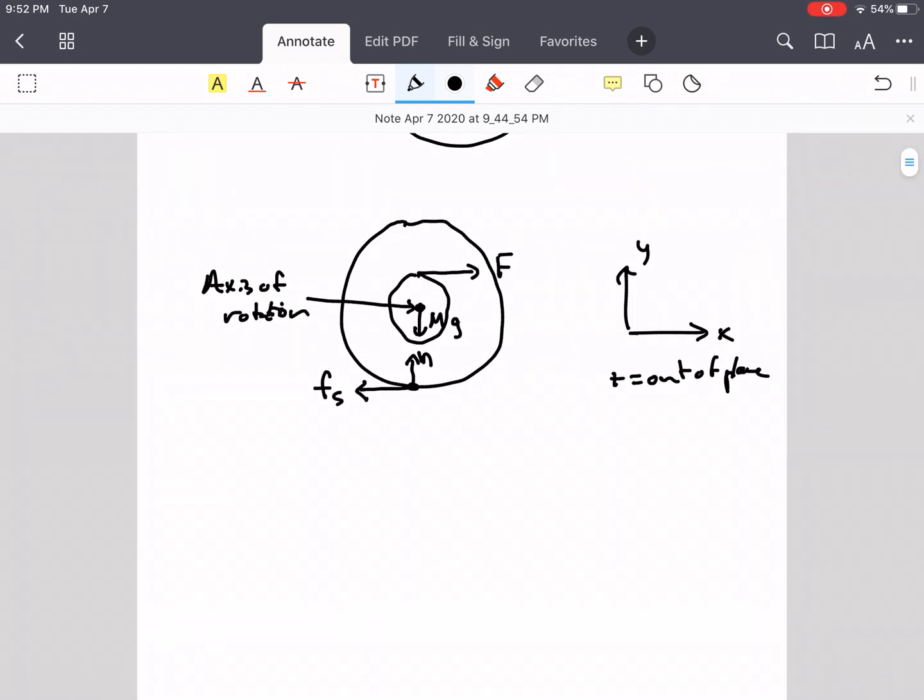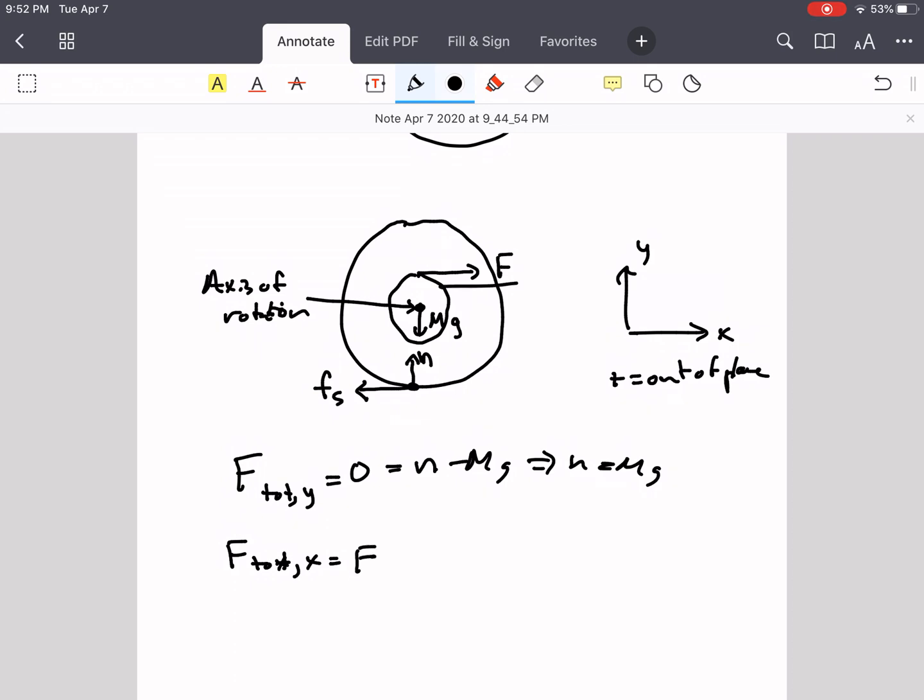Let's start out with the total force. The total force in the y direction, for what it's worth, is 0 because it doesn't accelerate up or down. That's just N minus mg, which is going to give us our usual result that N is equal to mg. Not all that exciting. The total force in the x direction is going to be capital F in the positive x direction minus the force of static friction in the negative x direction, and that is equal to the mass of the object times its acceleration in the x direction.